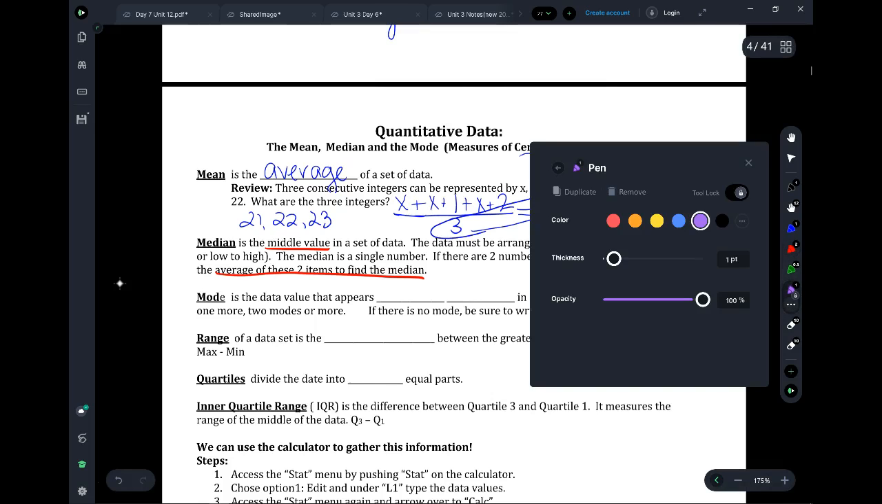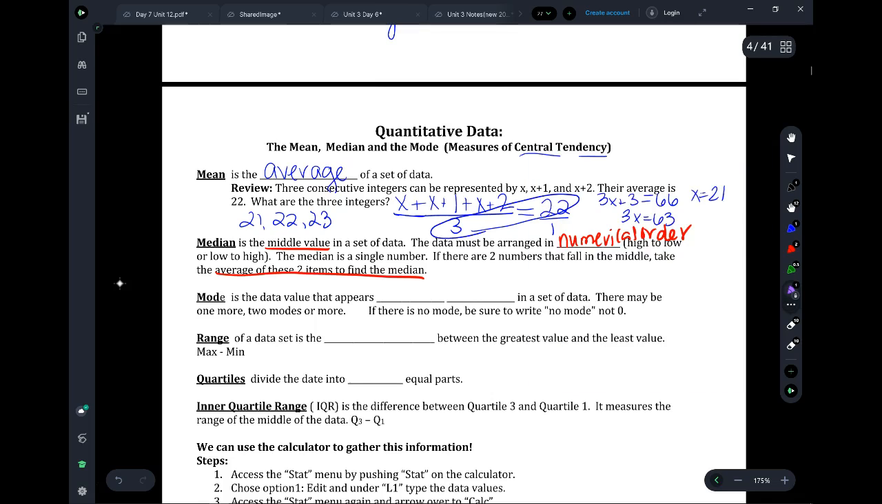The mode, you might remember this one, is the one that appears the most often. So if there are multiple modes, like if a number repeats the most often, we pick that one. If there are no numbers that repeat, then we have to write the words no mode, not 0, because 0 is considered a data value. Range. Range is basically the highest minus the lowest data value, so that is the difference.